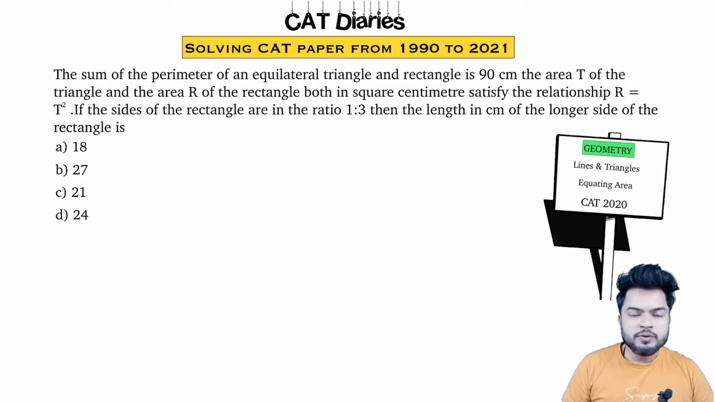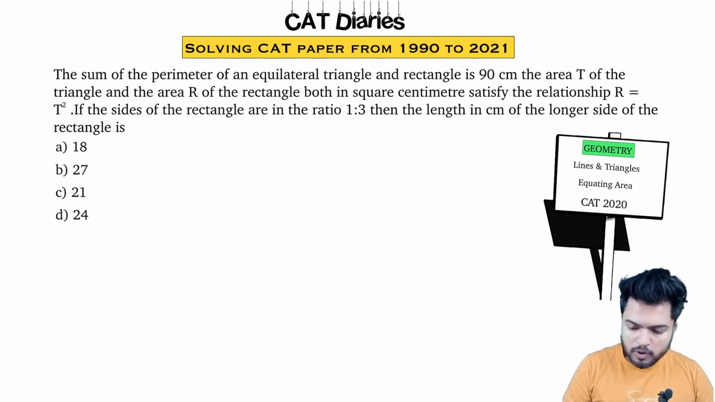So we continue with our pattern now and see more problems on equating area to find out area or length. This is a problem which was asked on the similar pattern that came in CAT 2020. Let's understand what is being given in this problem.